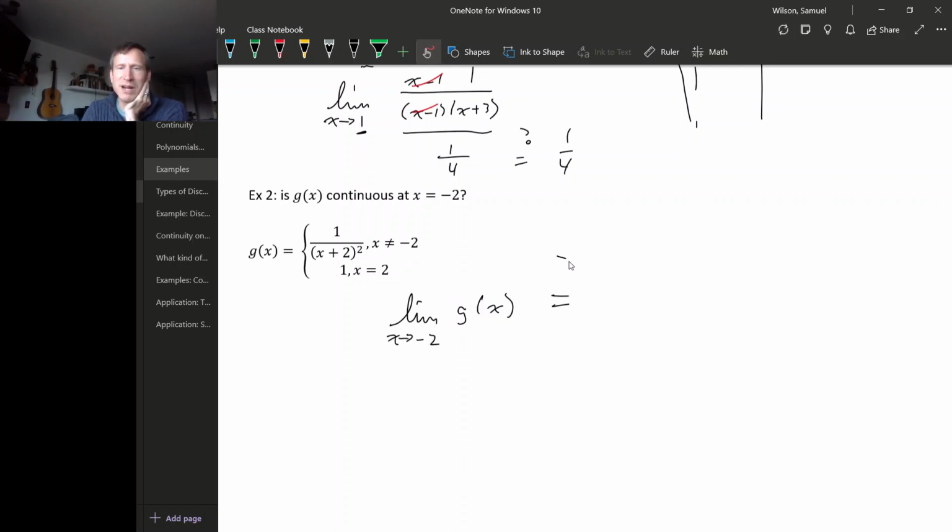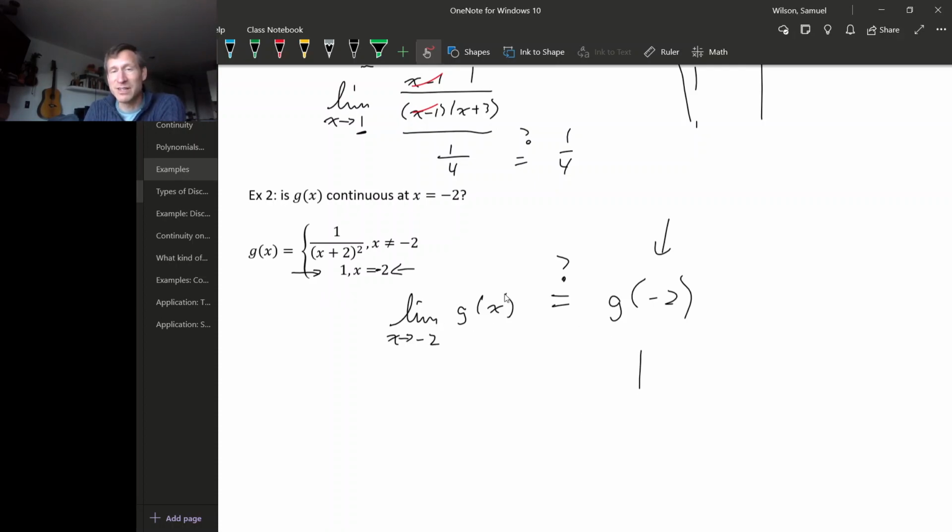And we're going to compare that to the value of g of minus 2. And I see I've forgotten a minus 2 right there. Here we go. All right, well, as usual, evaluating the right-hand side is the easy part. G of minus 2, this is a multipart function, and it tells us to use the second formula when x is minus 2. So we get 1 here.